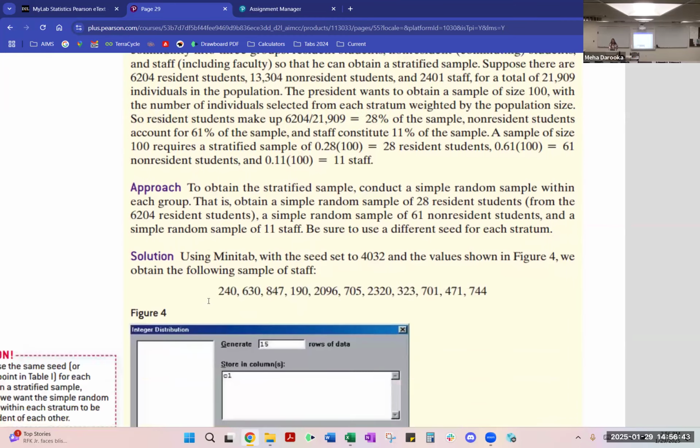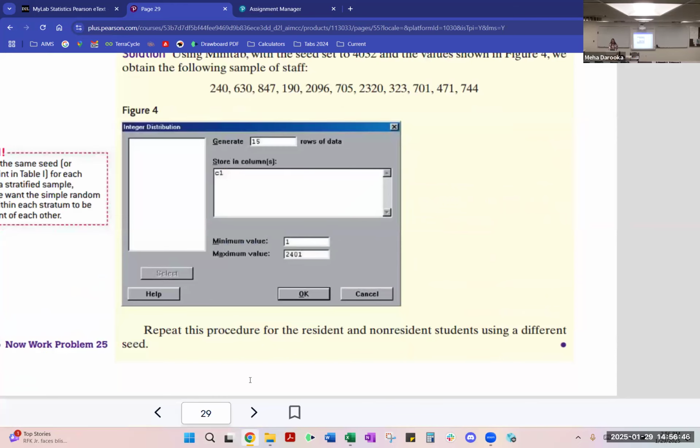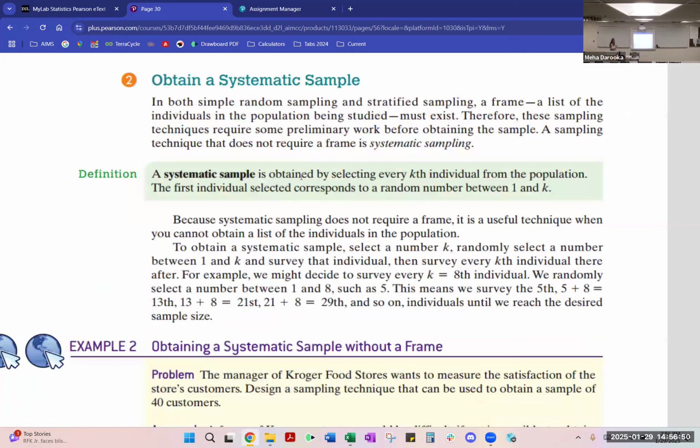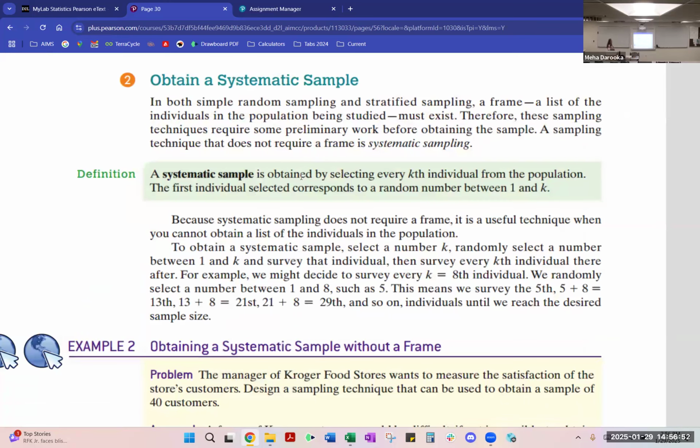And then you can of course go ahead and approach whatever survey the president wanted to conduct. Now, again, you guys can read the example in more detail on your own time.